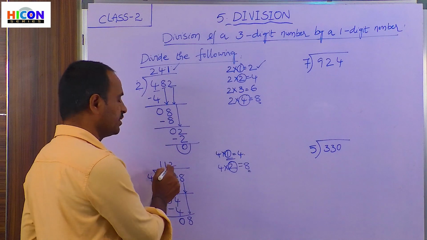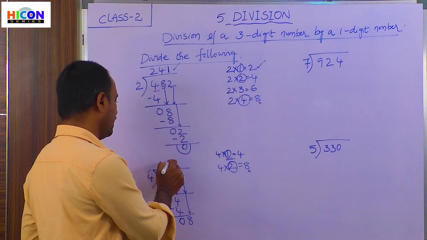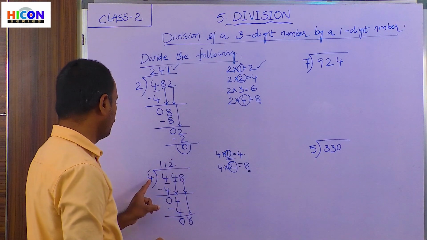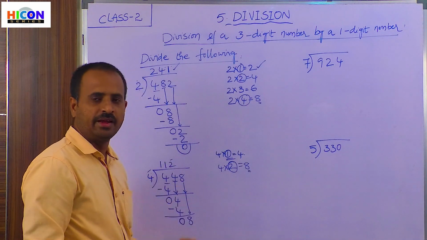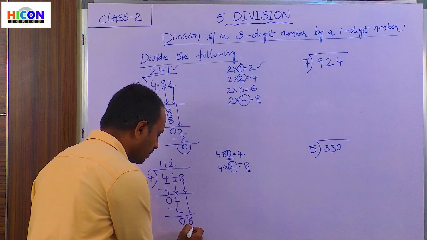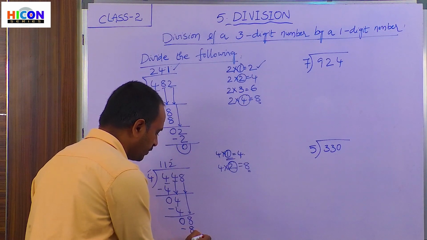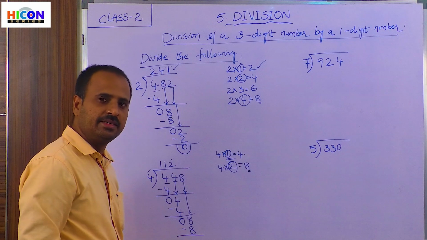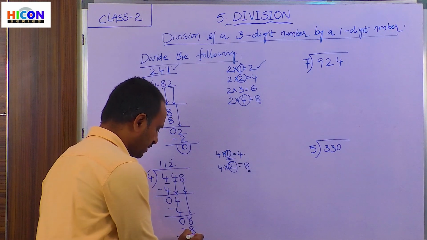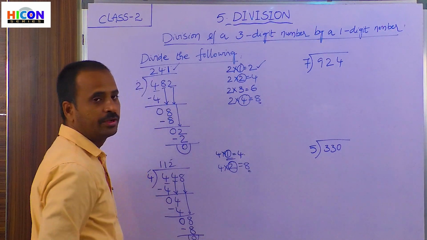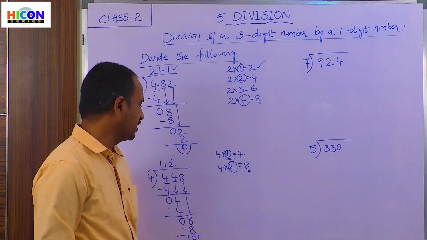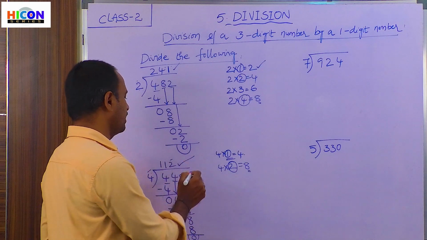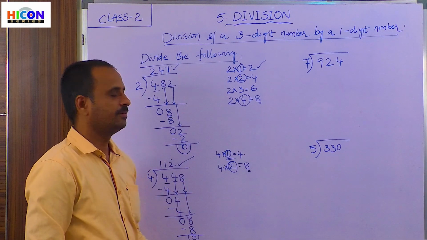And again multiply these two numbers, that is 4 and 2. 4 2s are 8. So write the product below the third digit and subtract. That is 8 minus 8, 0. And children, now the division is completed because there are no more digits to bring down. So what is the answer here? The answer is 112, that is the quotient.